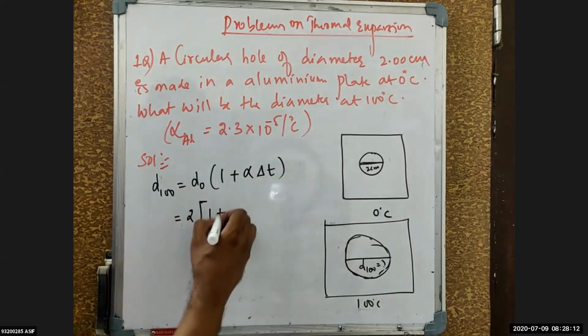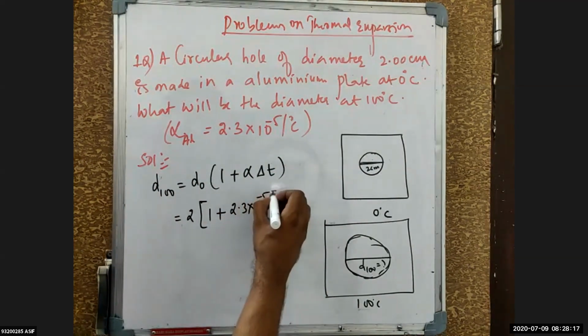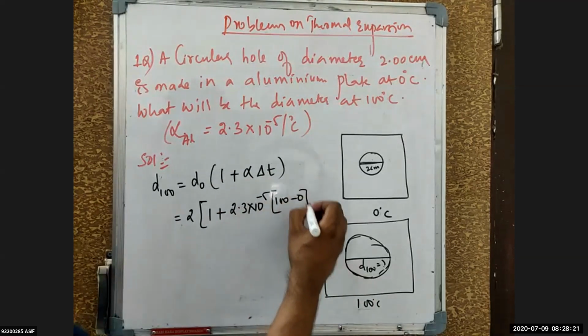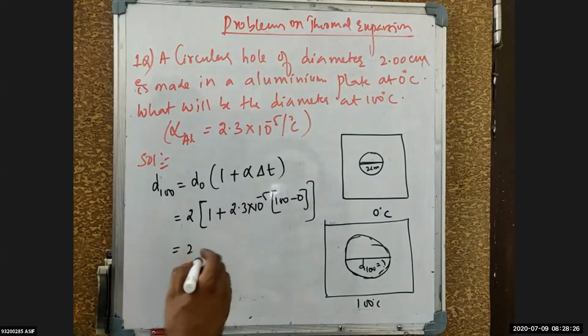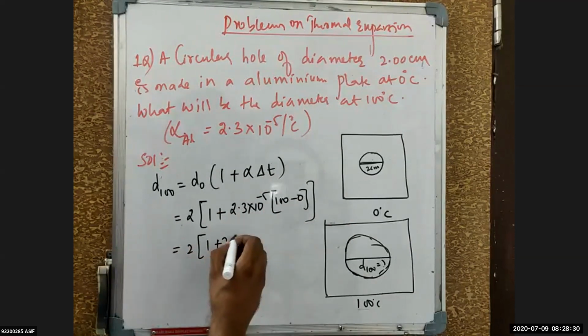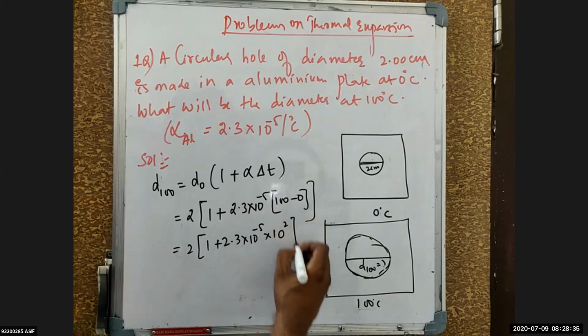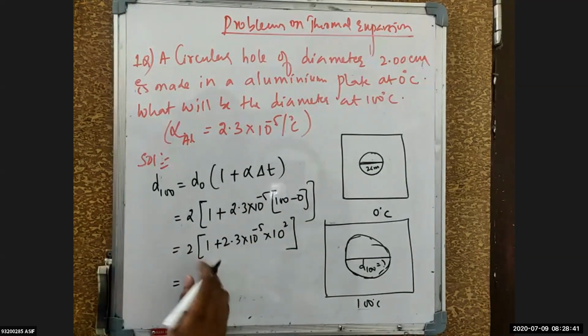2 into 1 plus alpha. Alpha value is 2.3 into 10 to the power of minus 5 into T2 minus T1. T2 is 100, minus 0. So if I simplify this, this is 2 into 1 plus 2.3 into 10 to the power of minus 5 into 100. 100 is 10 to the power of 2, so minus 5 plus 2 becomes 10 to the power of minus 3. So this is 2 into 1 plus, how much?